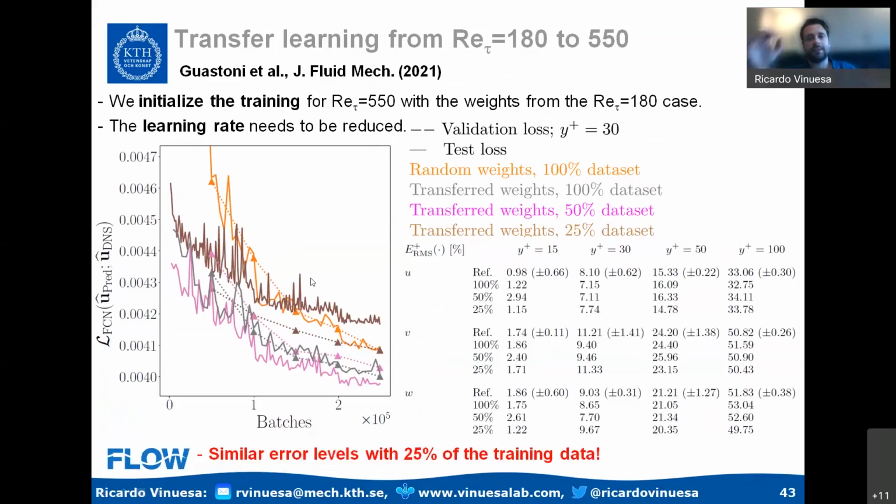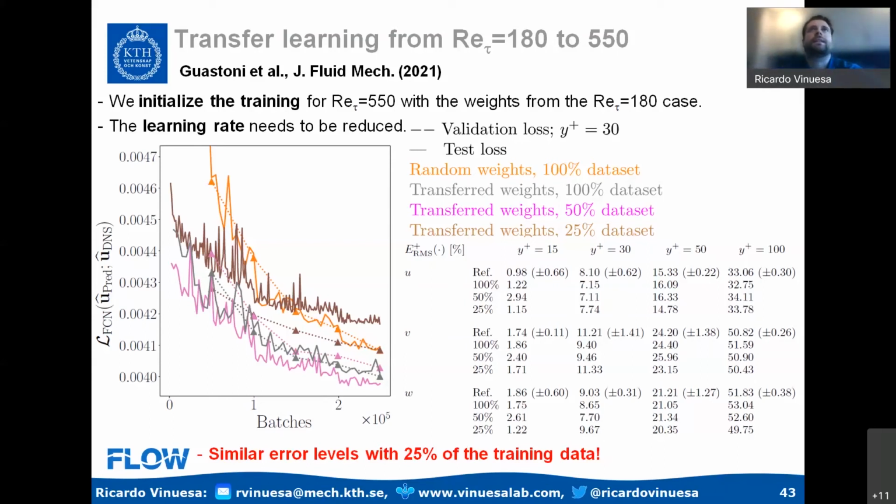This is even more interesting when I'm considering transferring the weights from a low Reynolds number to a high Reynolds number, so from a not-very-turbulent condition to a much more turbulent condition. In this case, I'm comparing the loss function when I initialize the training randomly, or when I initialize the training from the weights that were obtained at 180. So I do the simulation at low Reynolds number, I take those weights, I do the training at high Reynolds number, and the initialization is done from the weights that I obtained. If I compare those two, by reusing the information that I had at low Reynolds number, I can get the same results with 25% of the training data.